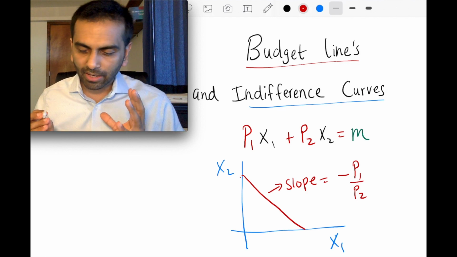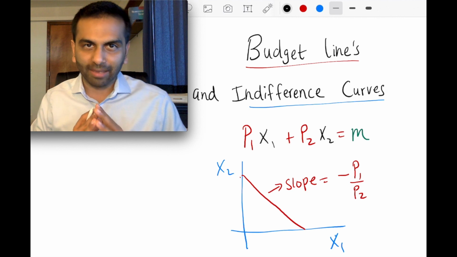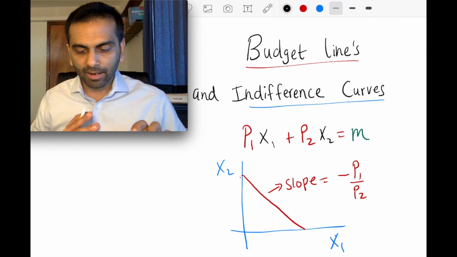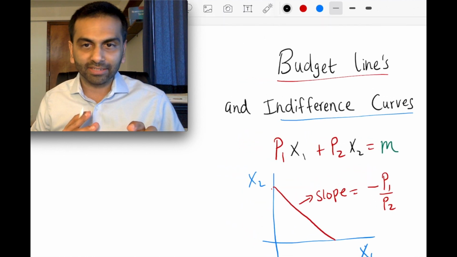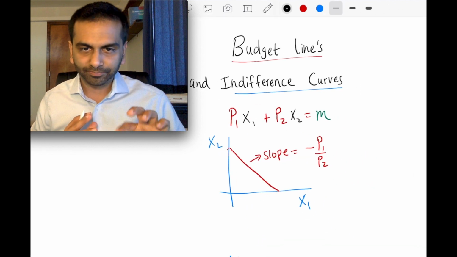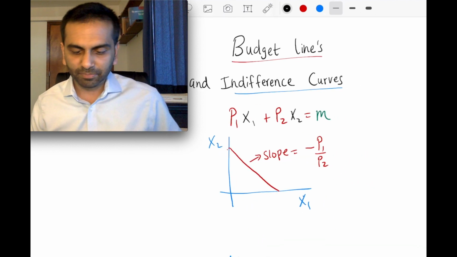Now, we could look at a very specific example and you could see that works out. And we can also see generically why it has to be exactly that. So let's just do a very specific example first.